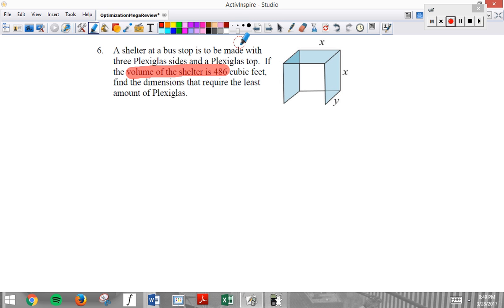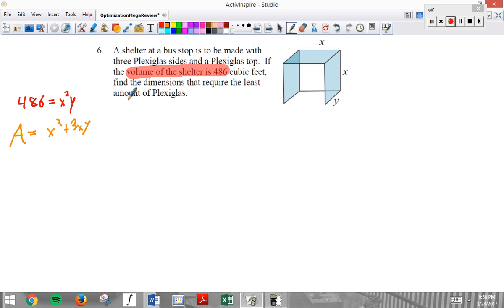The volume of the shelter is capped at 486 cubic feet. So the equation I should have there is 486 equals x squared y. Now, the surface area of the plexiglass is what I want to maximize or minimize, and that's x squared plus 3xy.